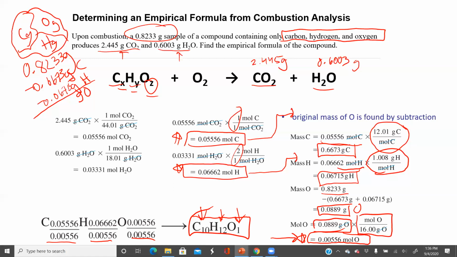Now, I only started with 0.8233 grams of it, but I'm looking for the empirical formula. I'm looking for the mole ratio. That's X, Y, and Z, and that's what I found with the combustion analysis and determining the empirical formula.